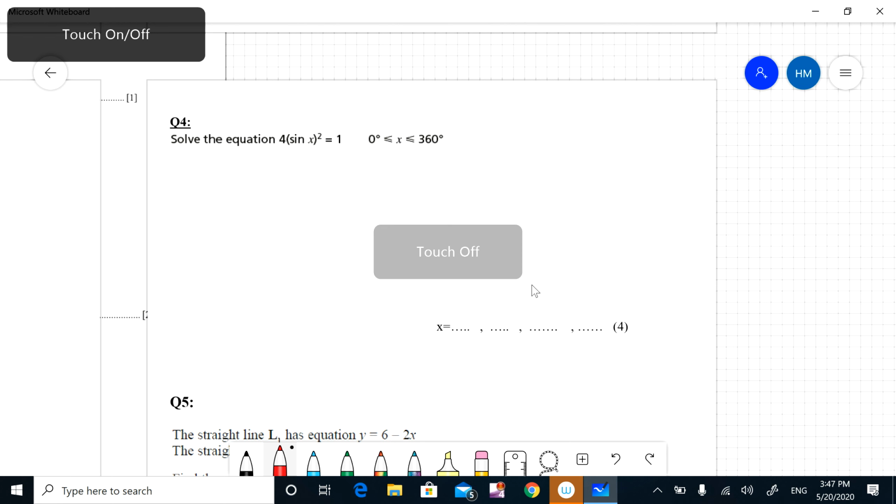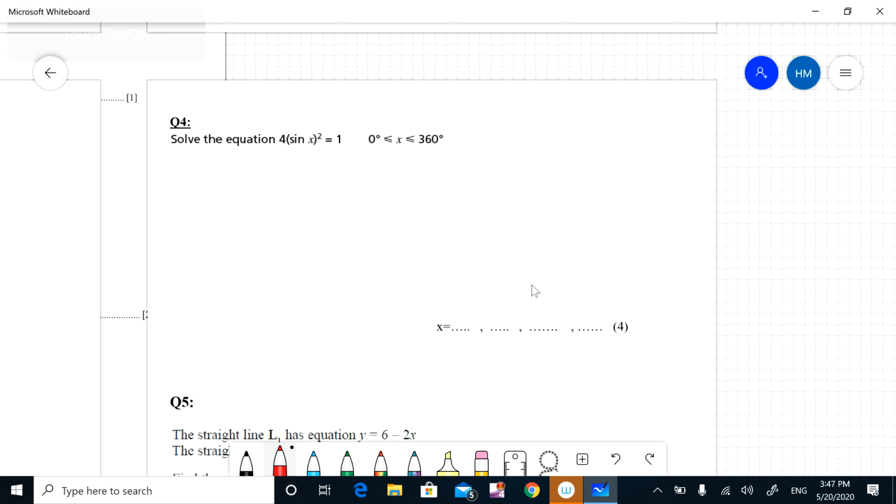Also, question number 4 is about solving trigonometrical equations. Before using the calculator, we have to make sine x the subject. So when you divide both sides by 4, you will get sine squared x equals 1 over 4. Put the square root for both sides. So sine x is positive or negative square root of 1 over 4, which is positive or negative 1 over 2. I told you many times, when you square both sides, put plus or minus for the second number.